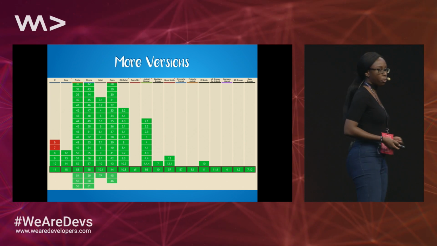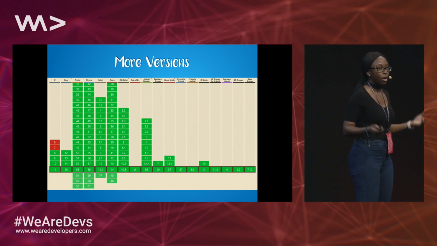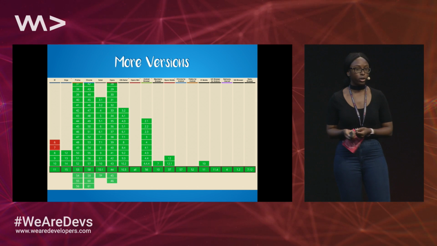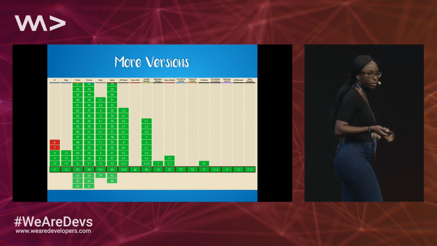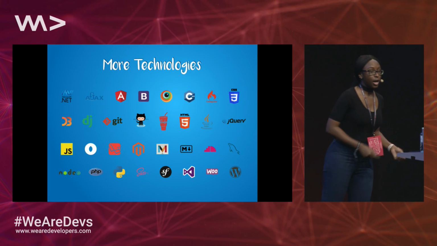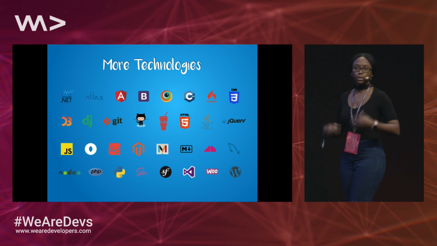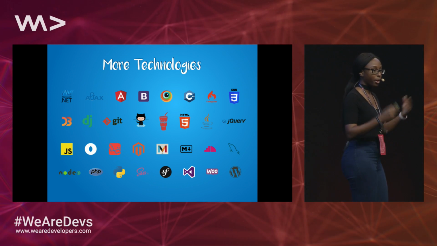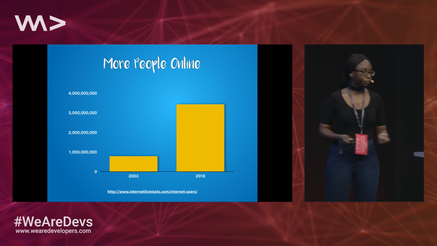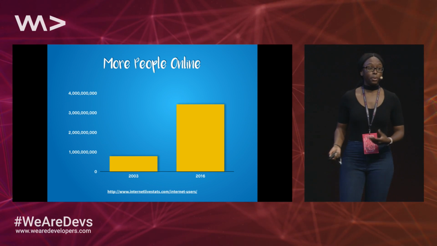So it's not just about supporting Chrome, for example. It's supporting, well, what version of Chrome are they on? Because your user, for whatever reason, might be on Chrome 20 or something. And we have so many more tools. We all want to build the latest and greatest sites using React, Angular, or whatever that we want to use. And there's so many more people online.